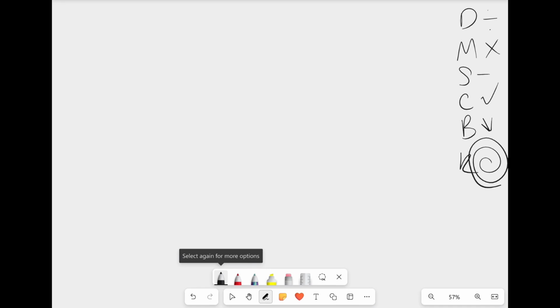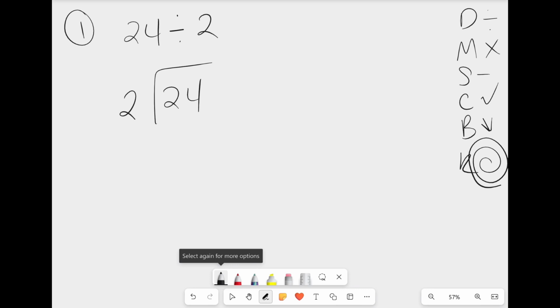So I'm going to do a problem, you're going to watch me, and then I'll do a problem where we both work on it together. And then the last one, you're going to show me just how well you have learned from this lesson. So let's get started. Our first problem will be 24 divided by 2. So let's set that up. 24 divided by 2, here's our steps right over here.